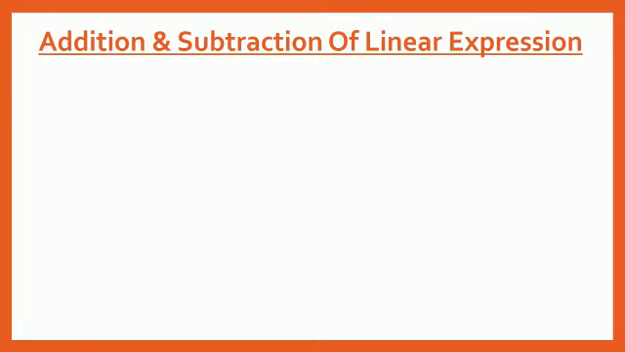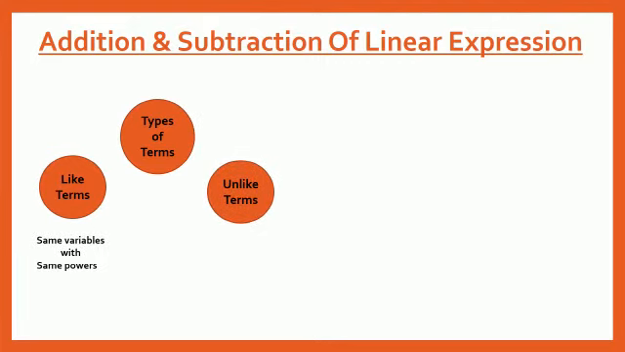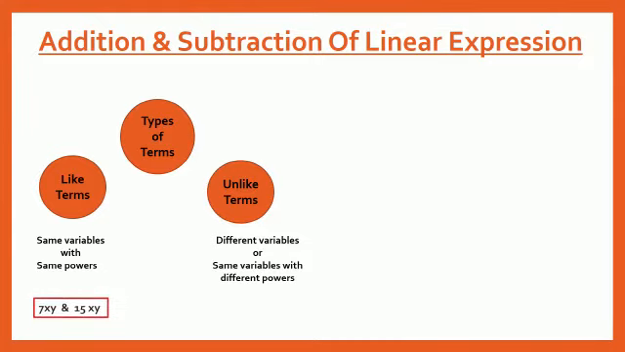Students, before addition and subtraction of linear expression, you should know types of terms. There are two types of terms, like terms and unlike terms. Like terms have same variables with same parts, while unlike terms have different variables or same variables with different parts. You can see 7xy and 15xy are like terms because they have same variables with same parts, and 3x squared y and 3xy cube are unlike terms because they have same variables with different parts.